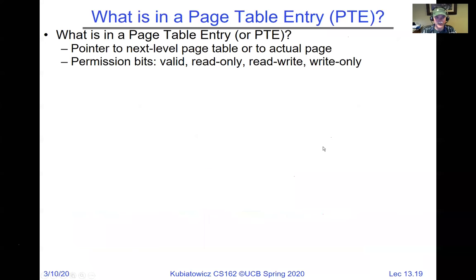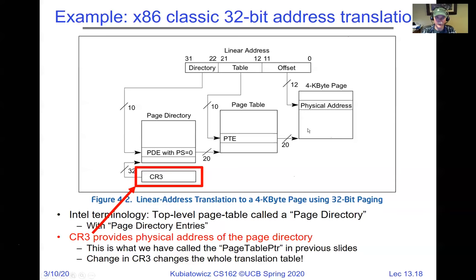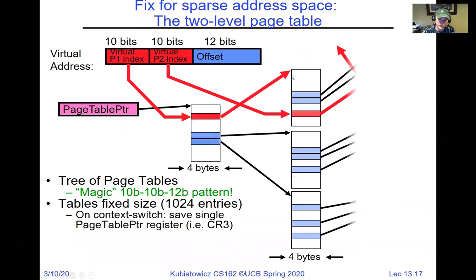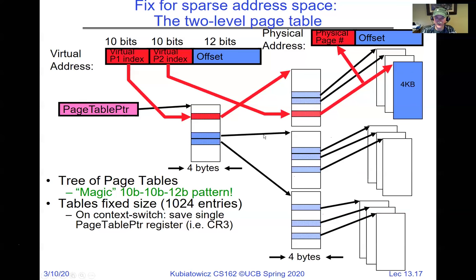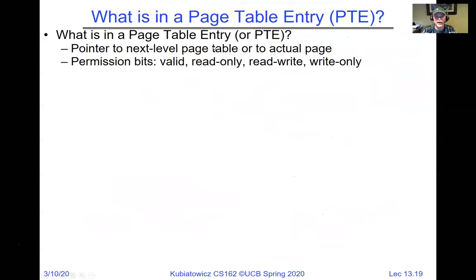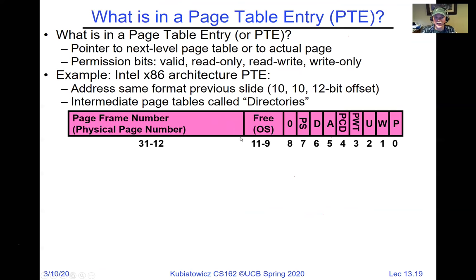So now, what's in each one of these page table entries, okay? So a page table entry is this thing here, or these things here. Each of those are page table entries. They're 4 bytes. What do they look like? Well, it's got to have a pointer to the next level page table and permission bits. And so here's the x86 page table entry. It's 32 bits. The top 20 are literally pointing to the next page in either the page table or the final page that we're mapping to.